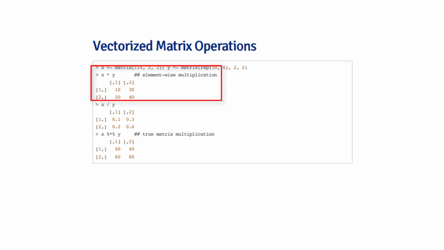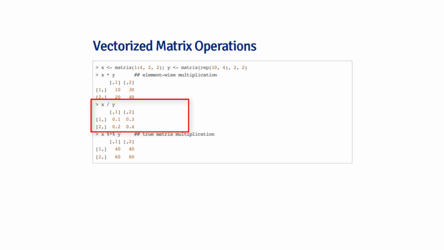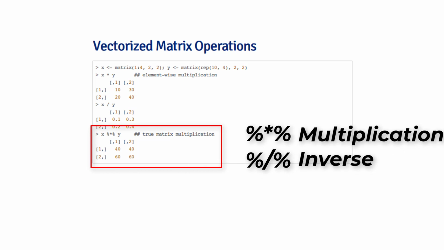The 1,1 element of x is multiplied by the 1,1 element of y, and the 2,2 element is multiplied by the 2,2 element of the other matrix, etc. So each element is multiplied together in parallel. The same thing happens when you do division. This is not a matrix inverse or something like that. This is just dividing one matrix literally element by another. If you want to do a true matrix multiplication, you have to use the asterisk symbol between two percent symbols. That's the symbol for a matrix multiplication.